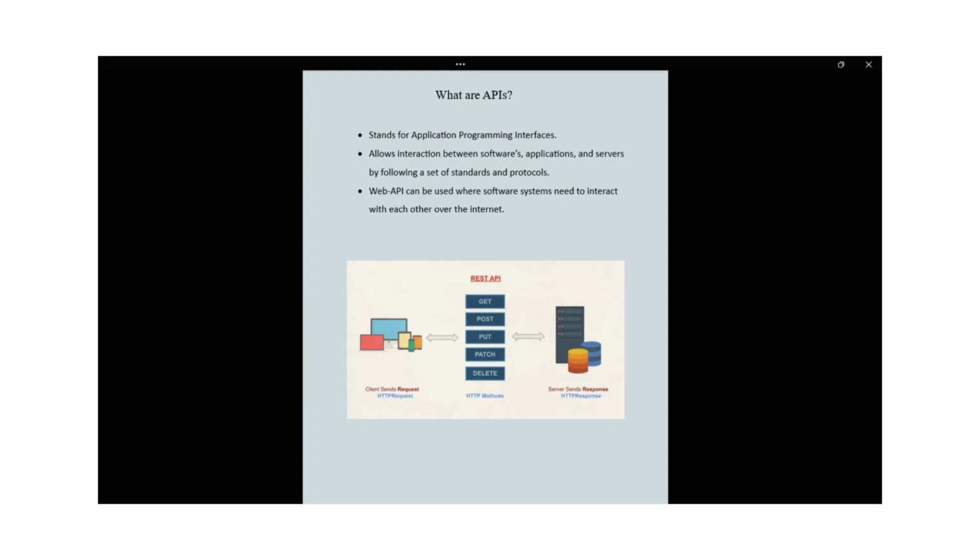So a web API is nothing but an application programming interface that is accessed over the web, which can be used where software systems need to interact with each other over the internet. In this image, you can see that there are several HTTP request methods such as GET, POST, PUT, PATCH, and DELETE. I will explain these methods as we progress through the video.